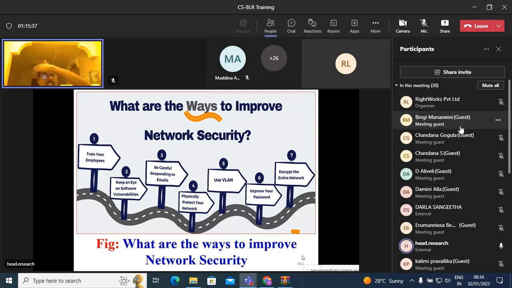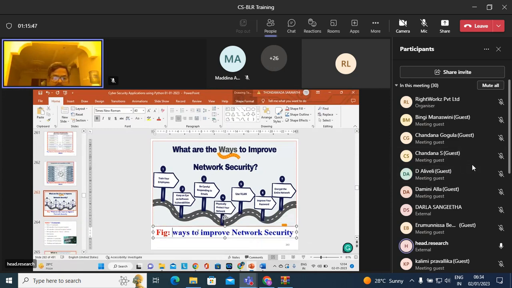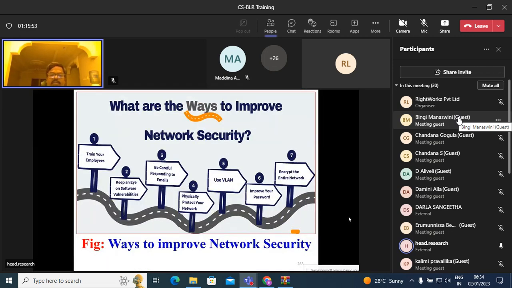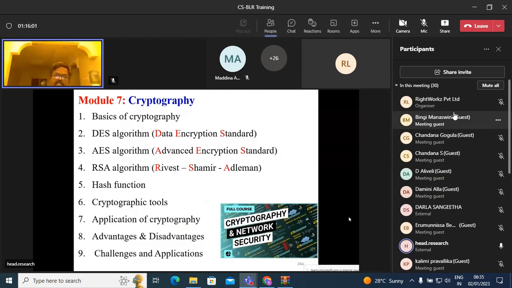Four candidates, these are the ways. Three candidates are absent due to health issues. Some candidates are not answering the call. You can call it the ways to improve network security. Yes, ma'am. We have 45 candidates in the WhatsApp group, but out of them only 30 candidates are attending. With these 30 candidates, I am closing module 6.